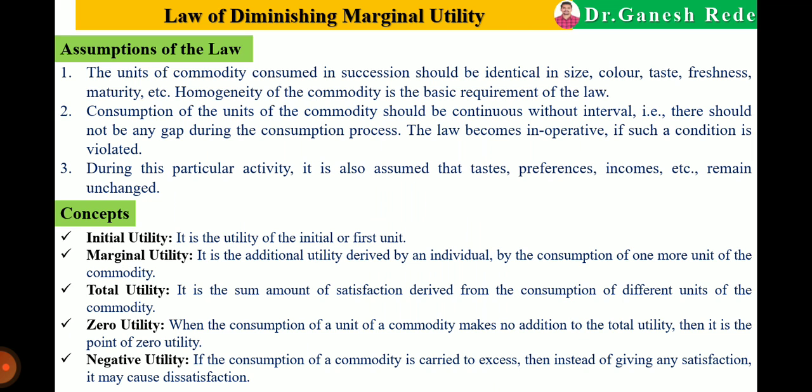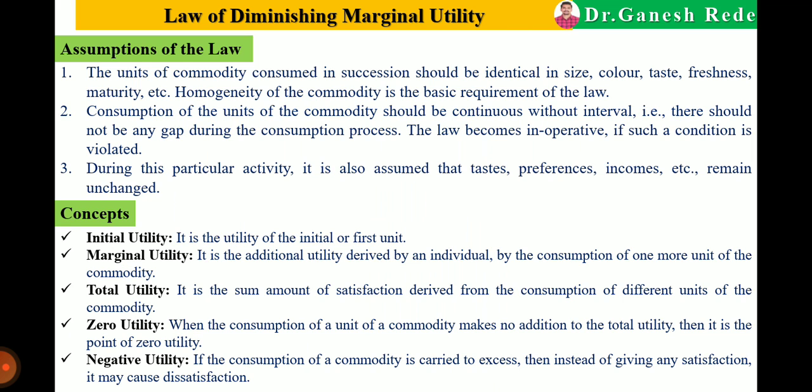If we have to apply this particular law on a particular commodity, we have to assume something. So the first assumption is that the units of that commodity consumed in succession should be identical in size, identical in color, taste, freshness, maturity. That is, homogeneity is the basic requirement of the law of diminishing marginal utility.